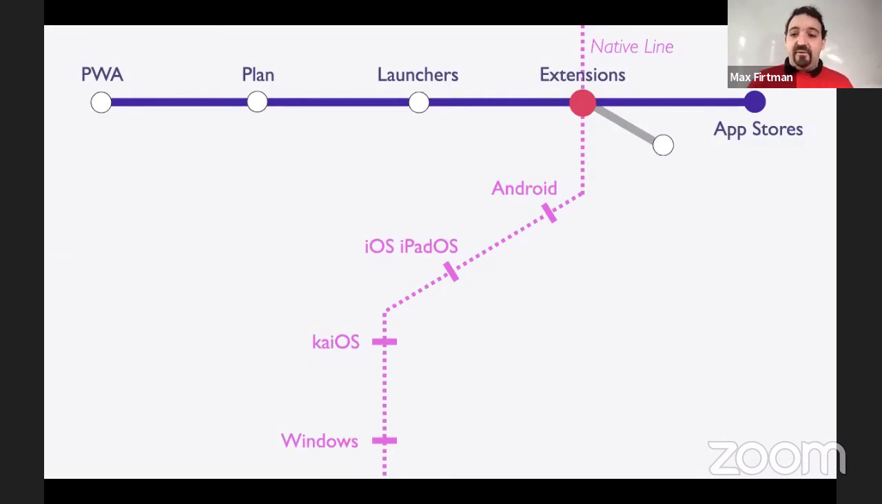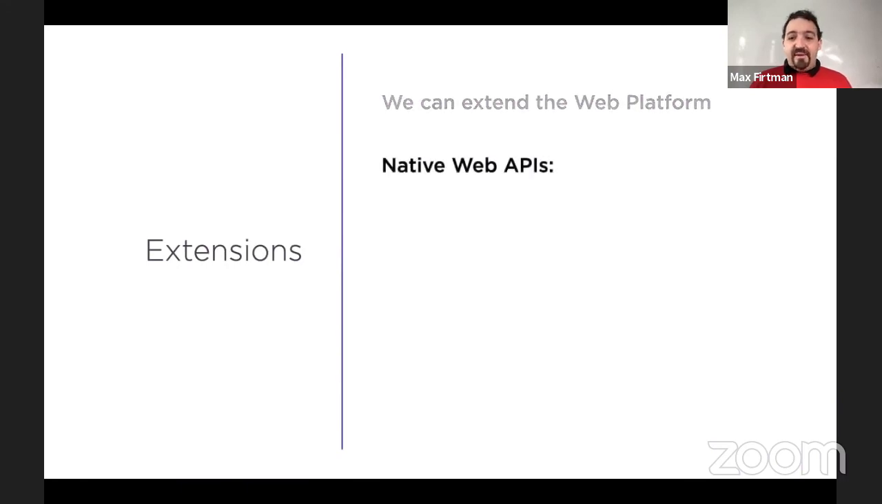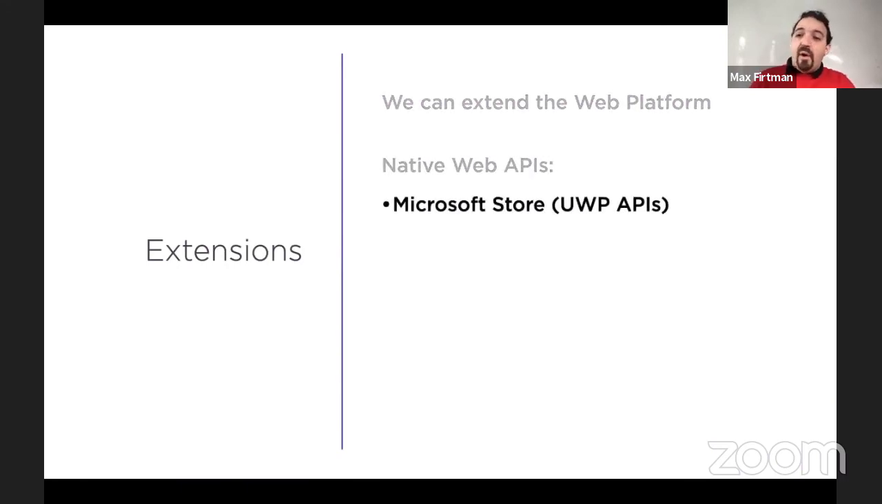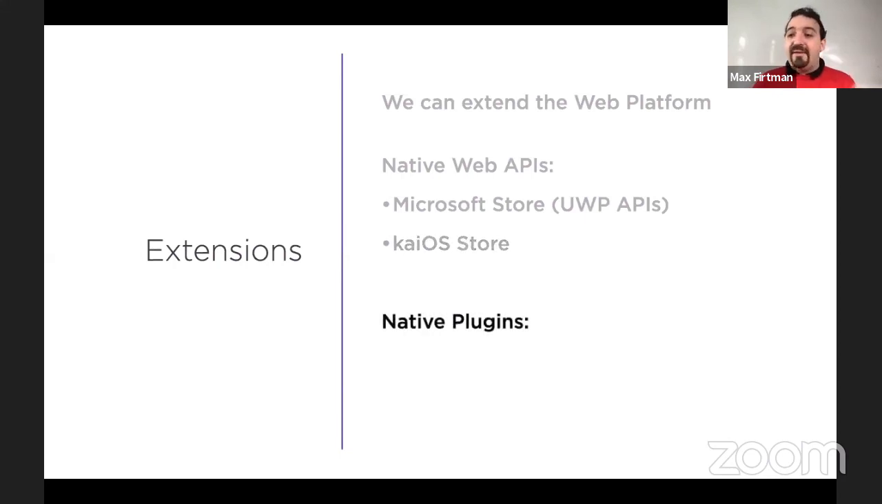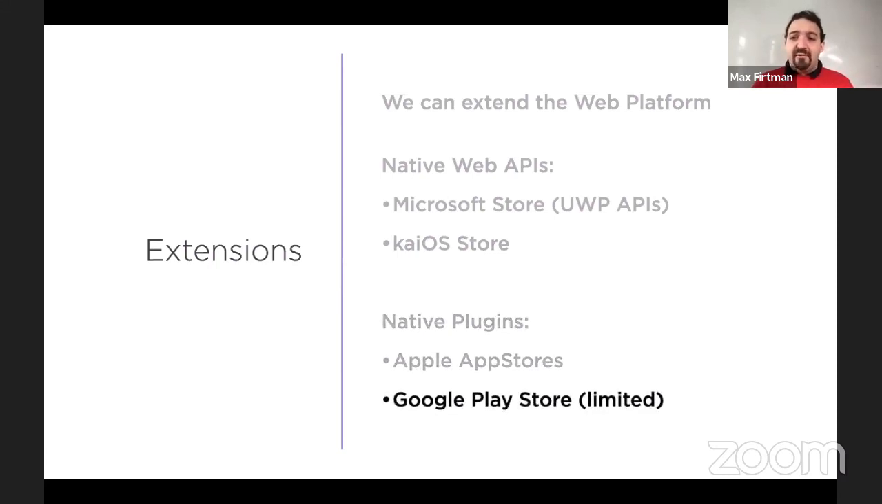So we can add extensions to our PWA JavaScript code that can actually extend what can be done with the web platform. In this case, we can extend the web platform with native APIs. On the Microsoft Store, all the available APIs in Windows are actually available from JavaScript. And KaiOS has a suite of additional APIs that are not web standards. They were coming from Firefox OS. And those APIs will let you connect with hardware and with the platform that is not available in the browser. And we can also write native plugins, so native code, for the Apple App Stores and for the Google Play Store. If you're using Trusted Web Activity, you have some limitations on what you can do.